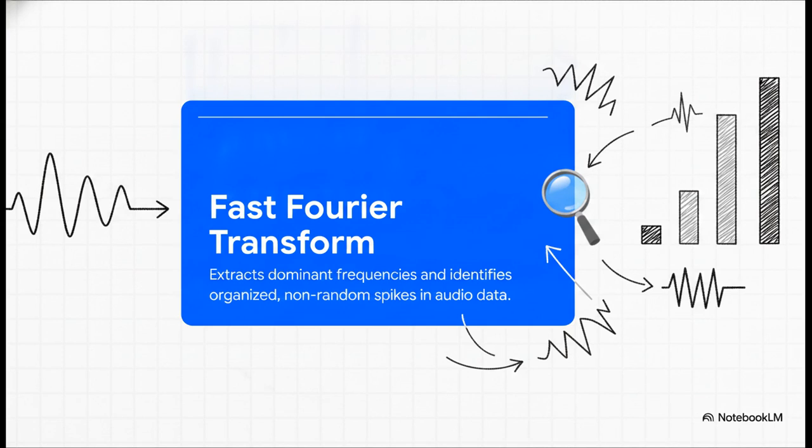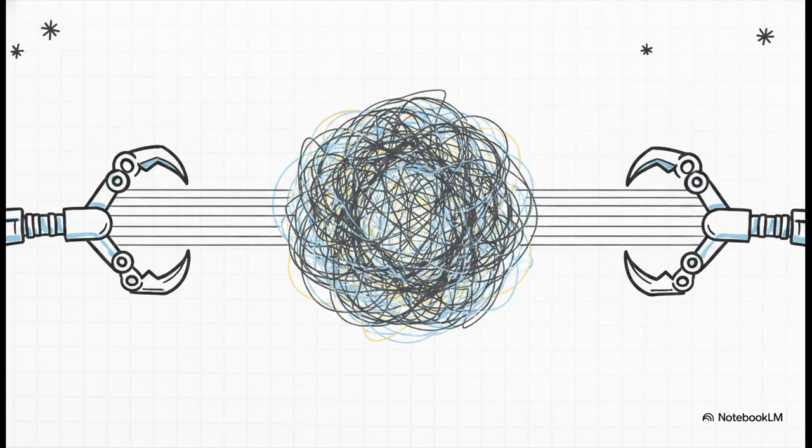The really crucial part is how it dissects that signal. It uses something called a fast Fourier transform, or FFT for short. As the source defines it, this is a mathematical process used to extract dominant frequencies and spot organized, non-random spikes in audio data. Think of it like this. Instead of looking at a messy, squiggly line of audio volume over time, FFT translates that data to show us the actual pitch and frequency recipe that makes up the sound. It literally separates the random noise of the environment from the highly organized rhythm of our animal. It's the ultimate magnifying glass.